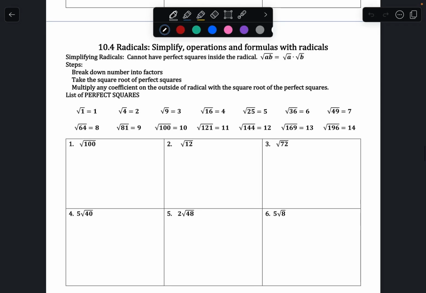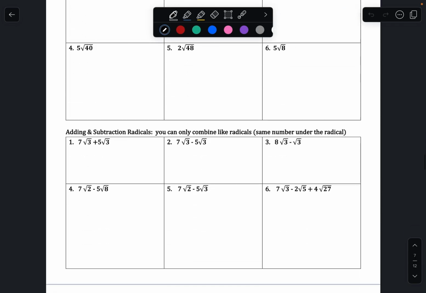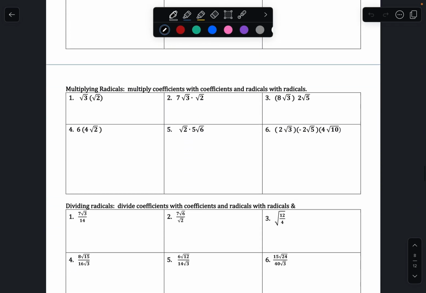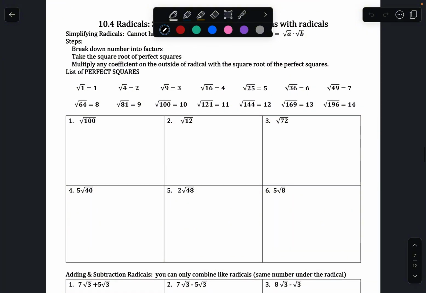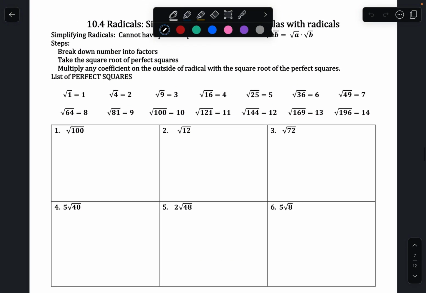All right, in this lesson, we are working with radicals. And so we're going to start with simplifying, and then we are going to get into some operations and then some formulas that involve radicals. And so starting with simplifying, you want to recognize your perfect squares.